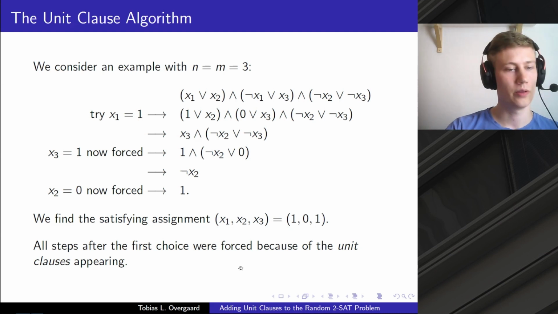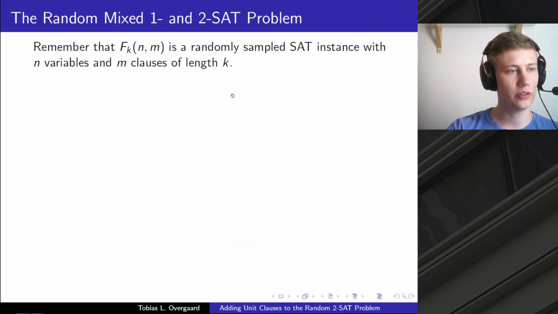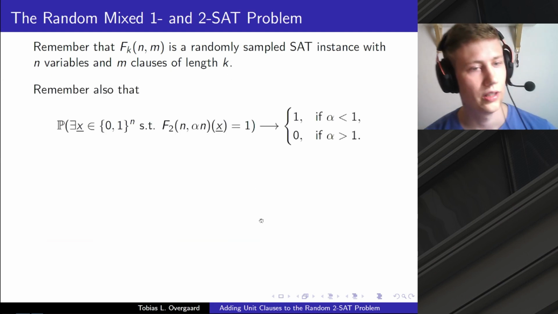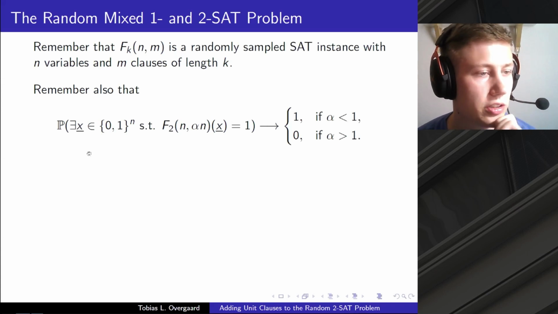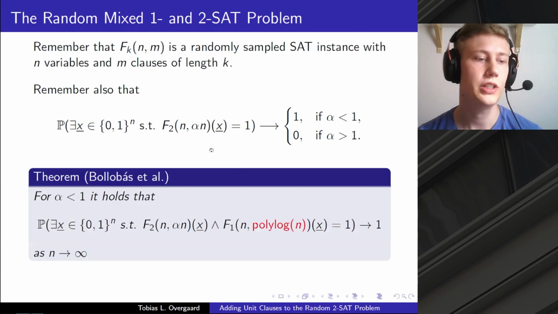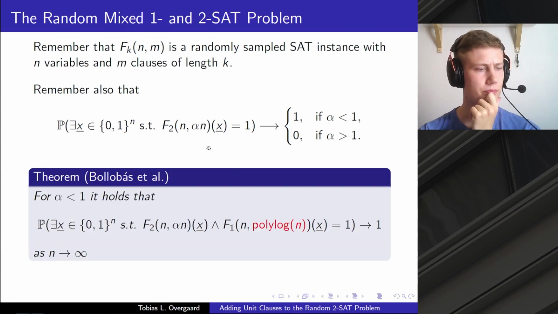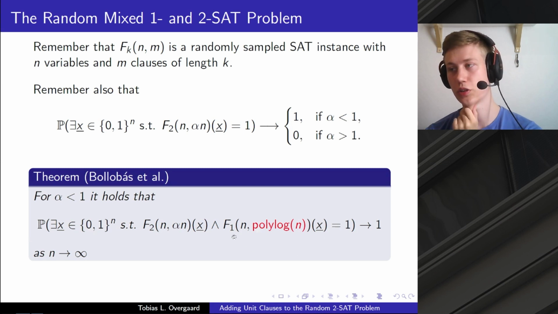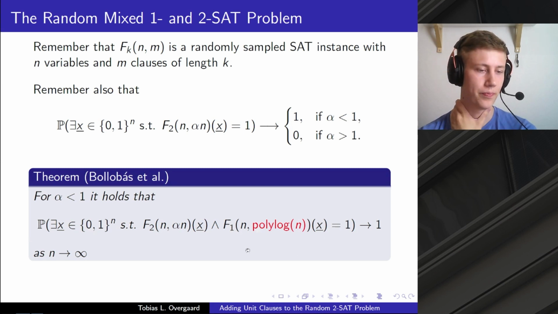appear. So I said again here, Fk, this is the randomly sampled SAT instance, n variables, m clauses, length k. And this was the conjecture of the theorem now. So, okay, here's a theorem. I have my random 2-SAT formula. If I then add a number of 1 clauses, unit clauses, what will happen?